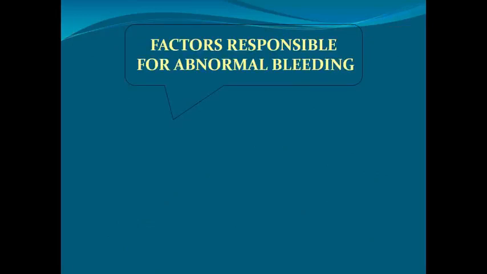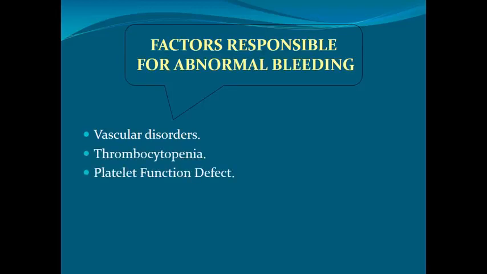Now let's come to the factors that are responsible for abnormal bleeding. There are four factors which contribute to abnormal bleeding. Number 1 is vascular disorders, number 2 is thrombocytopenia, number 3 is platelet function, and number 4 is clotting factor deficiencies. Vascular disorders, for example, vasculitis, autoimmune vasculitis, systemic lupus erythematosus, or other vasculitis, lead to bleeding. Thrombocytopenia: we know that the primary cascade is formed by means of the platelets, so a deficiency of the platelets leads to bleeding disorders.